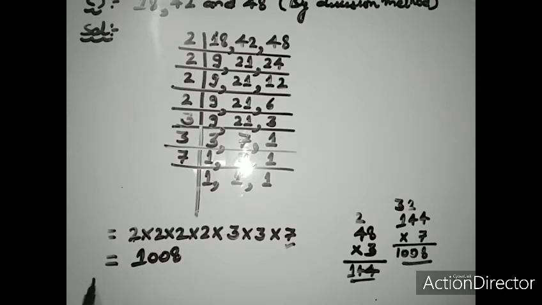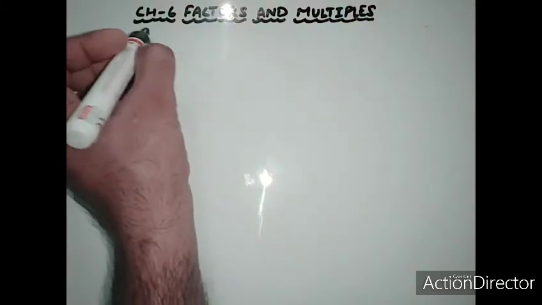So here we write the LCM of these three numbers 18, 42 and 48 is equal to 1008, right? So here we use the division method and find the LCM of the given numbers. We'll discuss another important terms and rules related to divisibility, right? So here we discuss some divisibility rules.